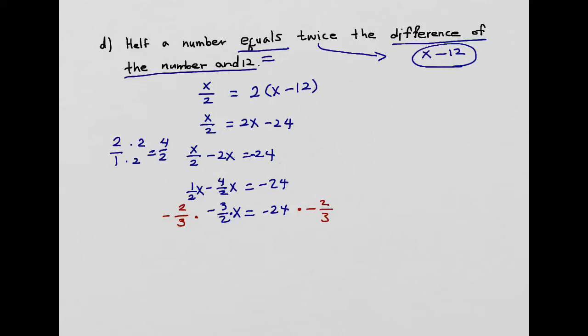If you do that, you can see that 2 and 2 cancel out, 3 and 3 cancel out, and the negatives cancel out. You're going to only have x on the left side. On the other side, you're going to have a negative, which is positive. And then you're going to multiply 2 times 24. So it will be 48 over 3. And when you divide 48 by 3, you know you're going to get 16.